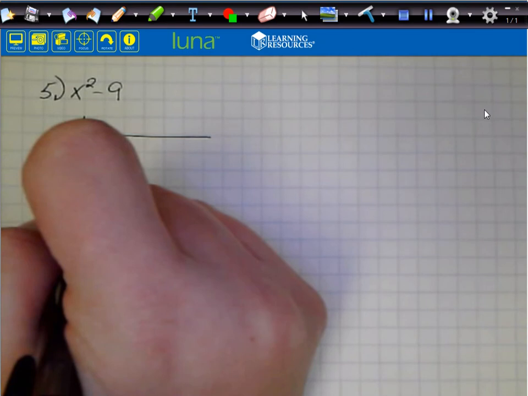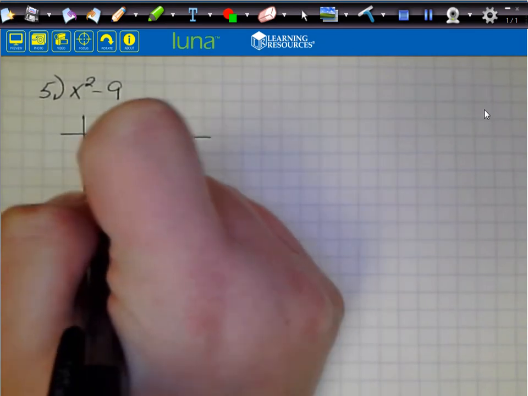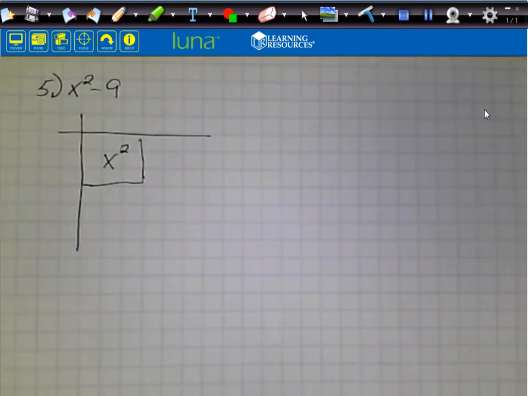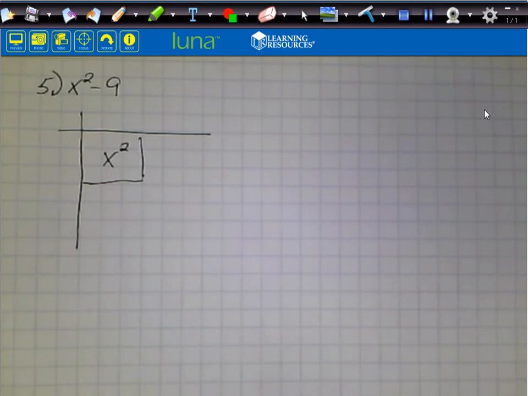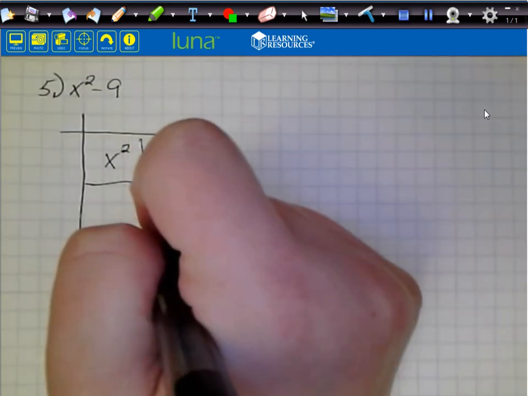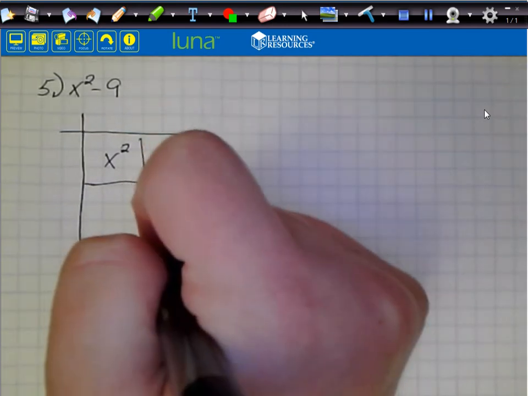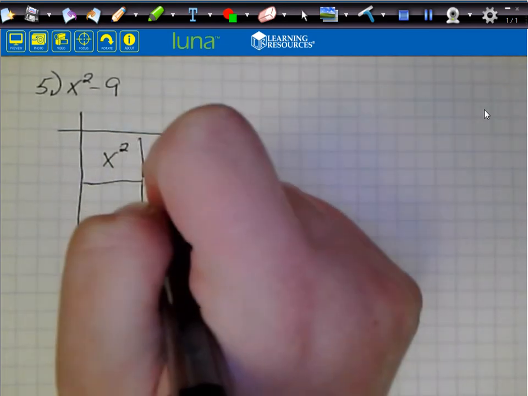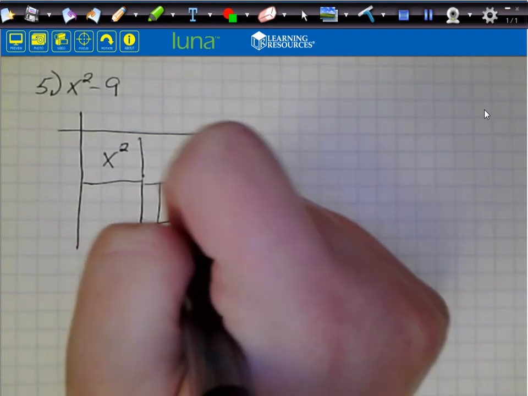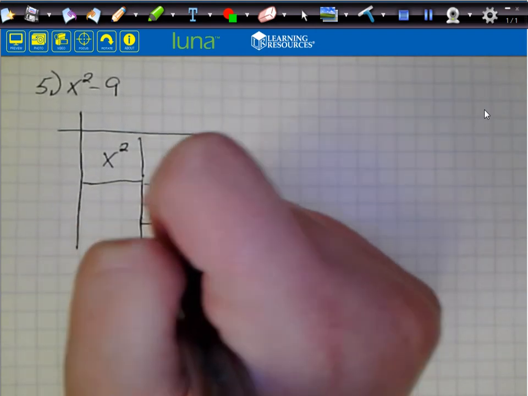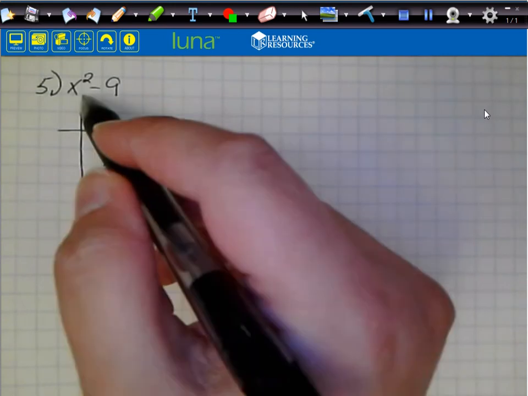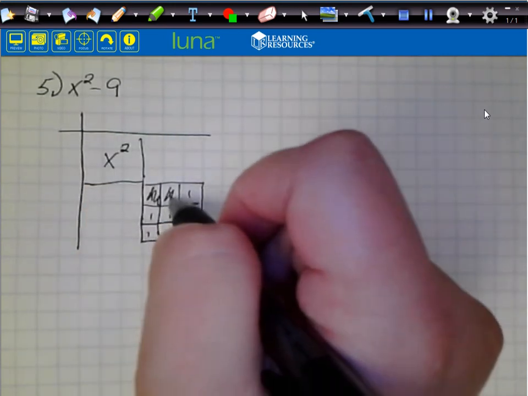So here again, I'm going to do my x squared piece first. And then I have 9 negative unit pieces. And I don't have any of those x pieces here, so I know I'm going to have to add in some 0 pairs. So if I do 3 groups of 3, I get 1, 2, 3, 4, 5, 6, 7, 8, 9. And it's minus 9, so they are all negative.